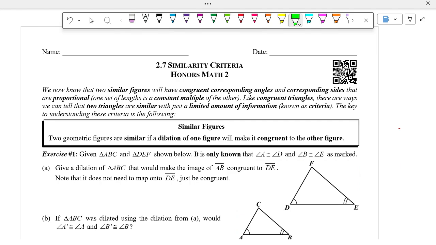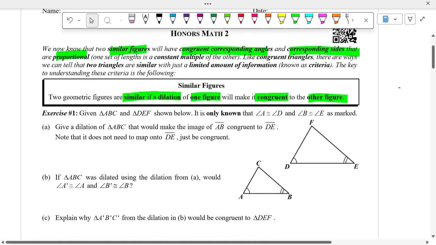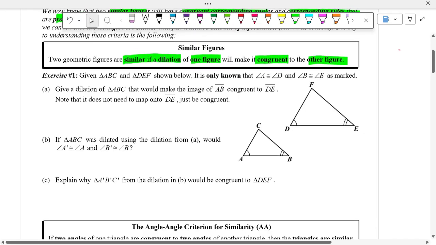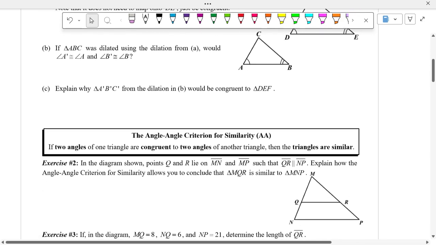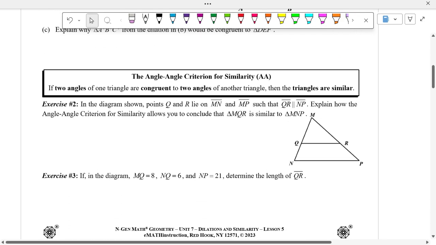So, just to recap, similar figures will have congruent corresponding angles and corresponding sides that are proportional. All right. Just remember that if two geometric figures are similar, it's the dilation of one figure to make it congruent to the other figure. Now, we're going to skip part 1, because that's just more of what we did in the previous section. We're going to move on to the newer stuff. So, that newer stuff is our similarity postulates.